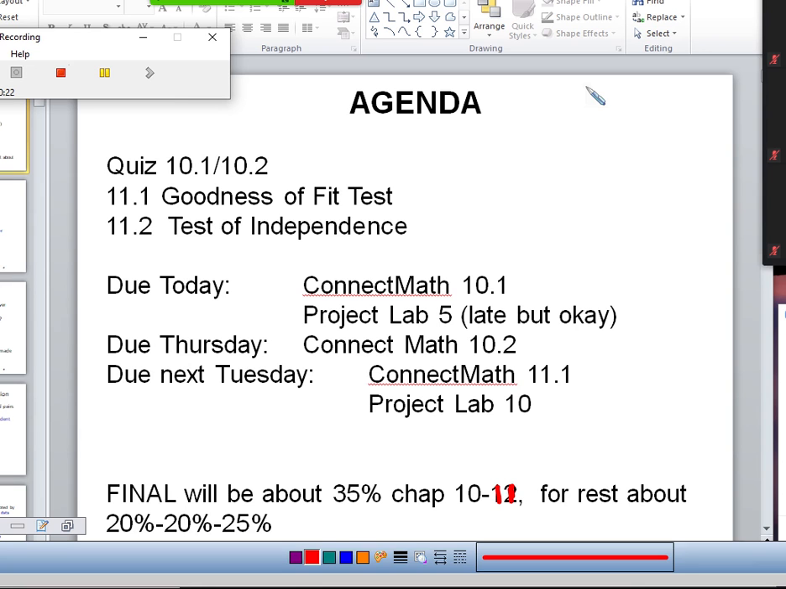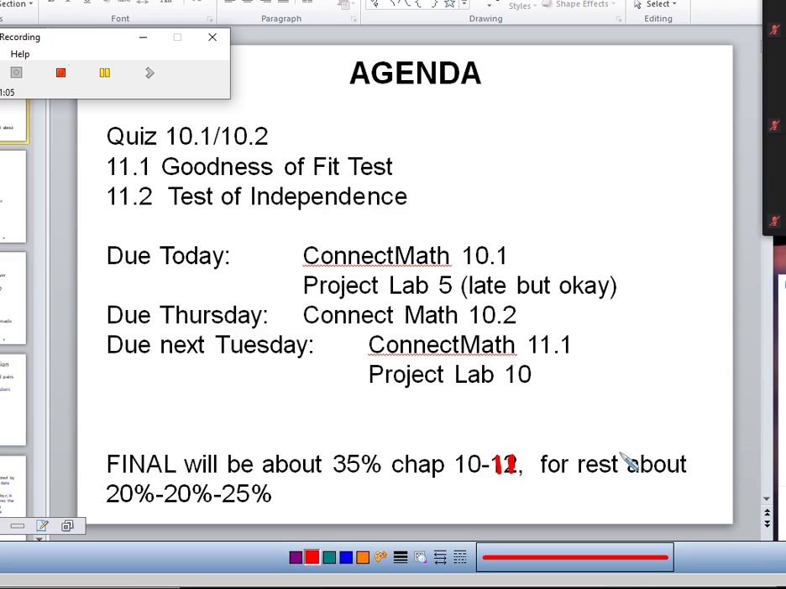And then today you have due Connect Math 10.1, and also Project Lab 5 is due tonight. Just email that to me by midnight. It's late, but still full credit if you email it by tonight. Thursday you have Connect Math 10.2 due, and then next Tuesday you have 11.1 and also Project Lab 10. That'll be its official due date, but you can turn in late for full credit after that.